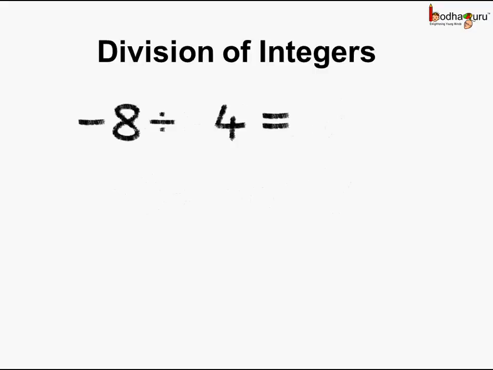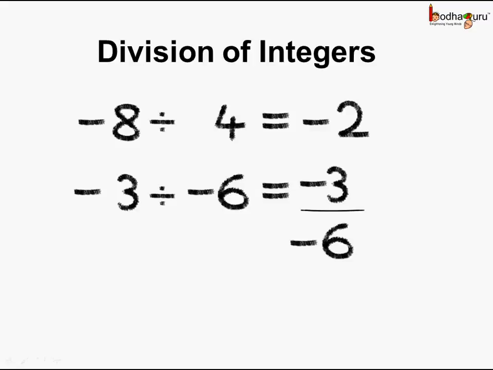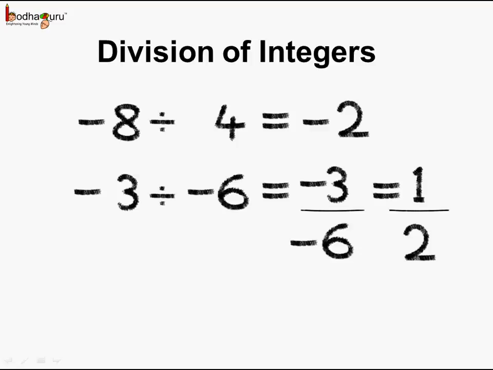Let us see. Minus 8 divided by 4 is equal to minus 2. Here 8 divided by 4 is 2, and putting the negative sign we get minus 2. Next, minus 3 divided by minus 6. Let's put it as a fraction. This is equal to minus 3 divided by minus 6. We can reduce this fraction: the minus gets cancelled and 3 2s are 6. So the answer here is 1 by 2.